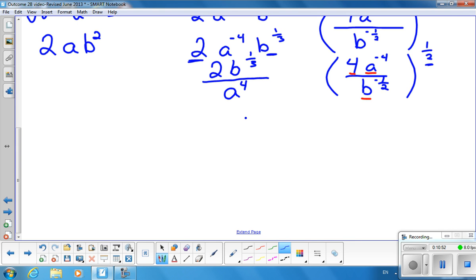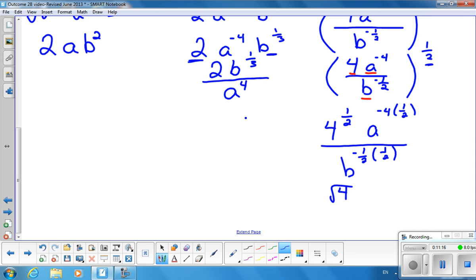So we're going to multiply their exponents. So 4 to the power of 1/2, a to the power of negative 4 times 1/2, all over b to the negative 1/2 times 1/2, right? Multiplying exponents. Simplifying, 4 to the power of 1/2 means the square root of 4. If I have negative 4 times 1/2, I end up with negative 4 over 2 or negative 2. In the denominator, I have b to the negative 1/2 times positive 1/2 will be negative 1/4.